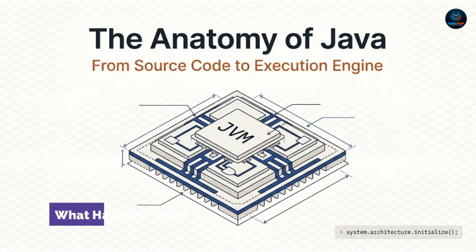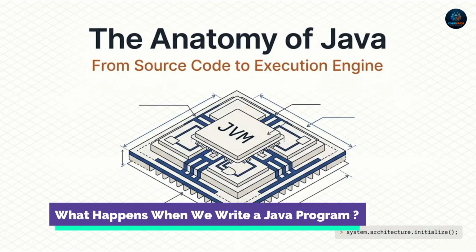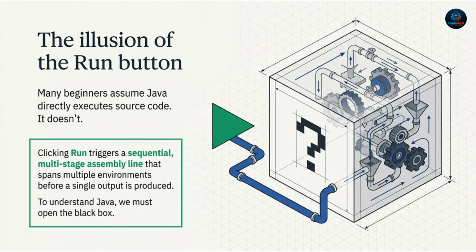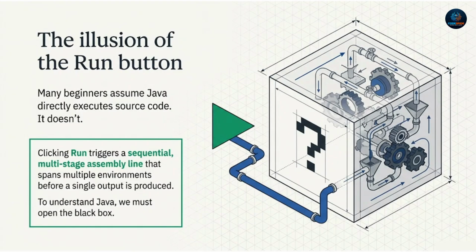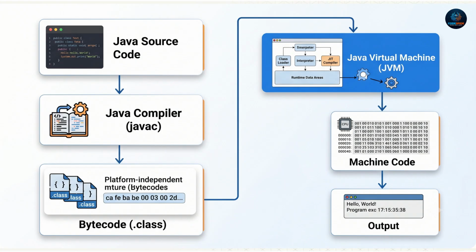The first topic is what happens when we write a Java program. Suppose we write the Java program: public class HelloWorld, public static void main, System.out.println("Hello CodeSpide"). Many beginners think that Java directly executes this code, but that's not how Java works. Java follows several steps before displaying the output. The complete execution flow looks like this.